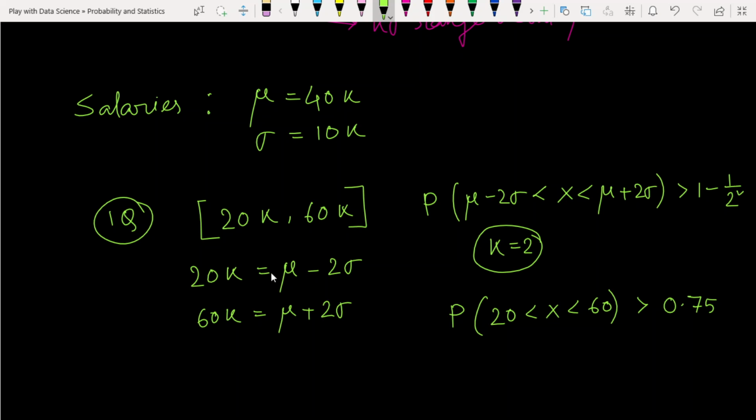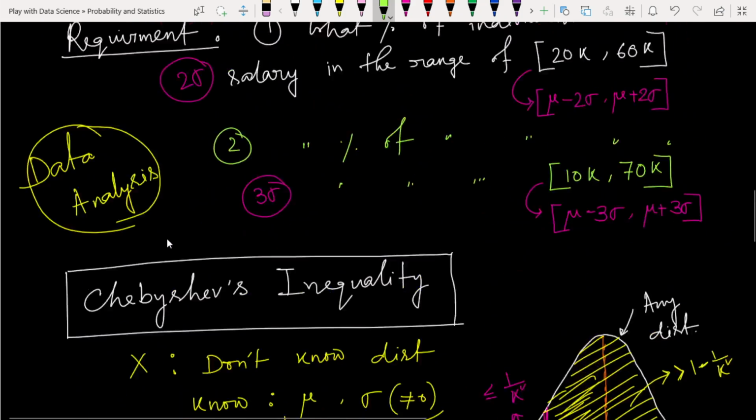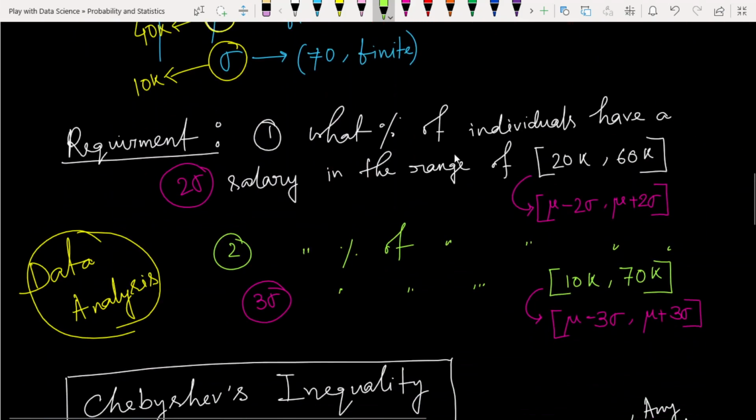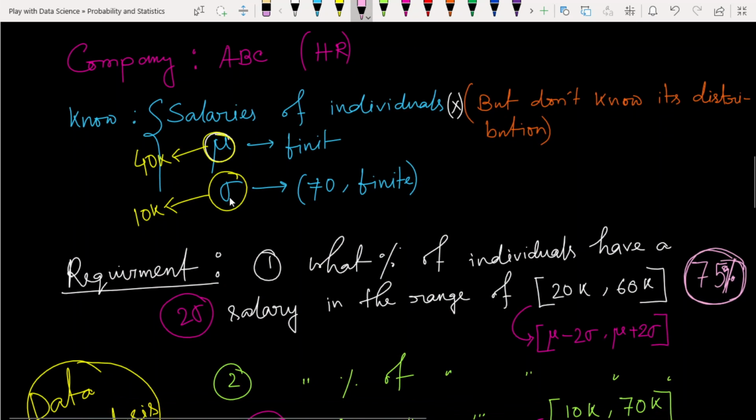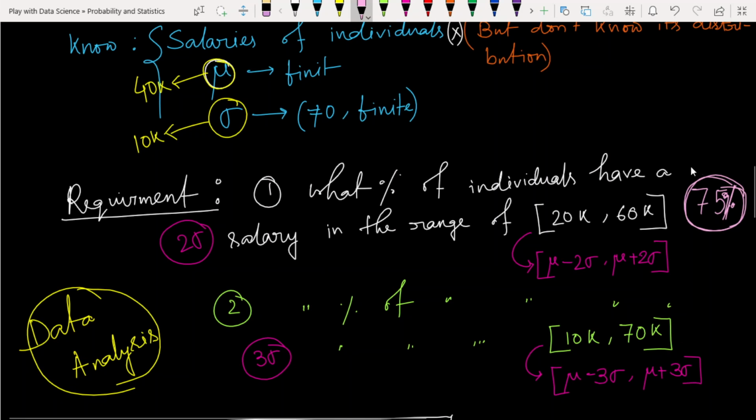So we can easily conclude that in this range, 75% of the employees are lying in this range. We don't assume any distribution; using only these two pieces of data, Chebyshev's inequality lets us conclude that at least this many employees are lying in this range.